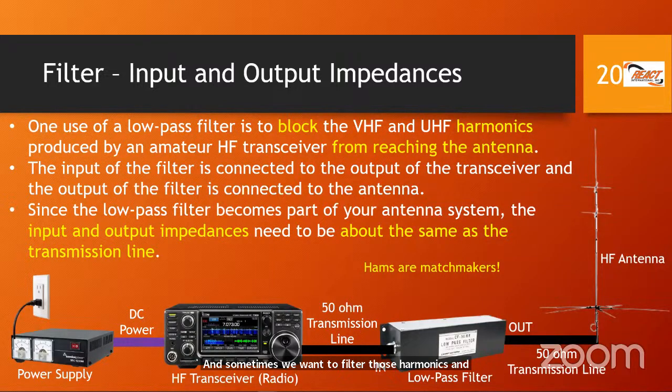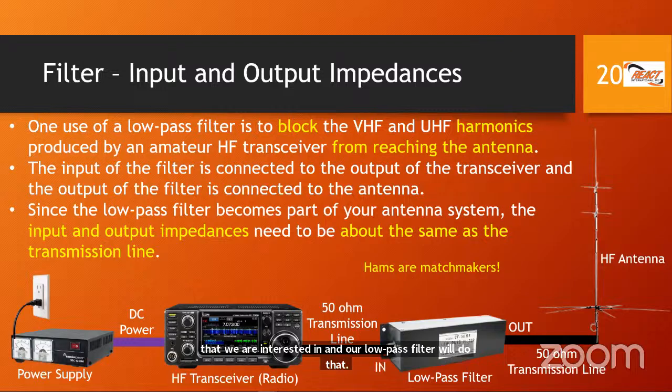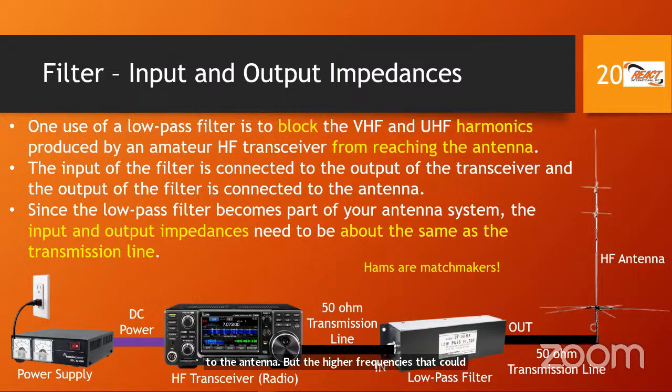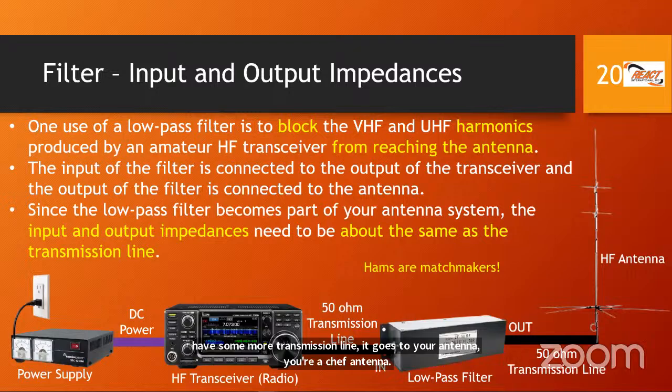It will allow the lower frequencies that we want to go to the antenna, but the higher frequencies that could cause television interference and other harmful interference to other services, we want to filter that out. So it's low pass in that it allows the low frequencies such as HF, but it will block all of the higher frequencies. So this is an example. You have your power supply, you have your transceiver, you have a patch cord that goes to the low pass filter, and then you have some more transmission line that goes to your HF antenna. And that's an example of how hams use low pass filters in practice.